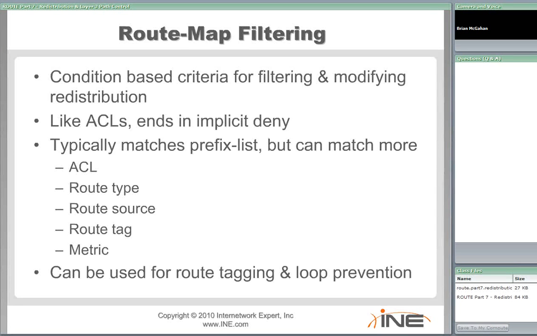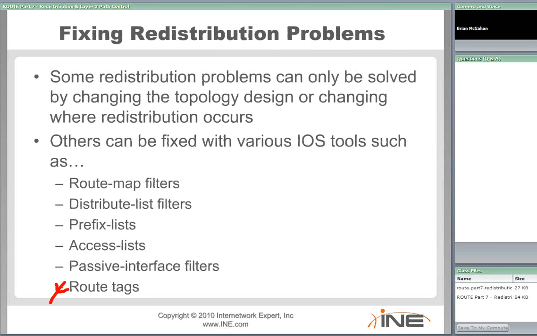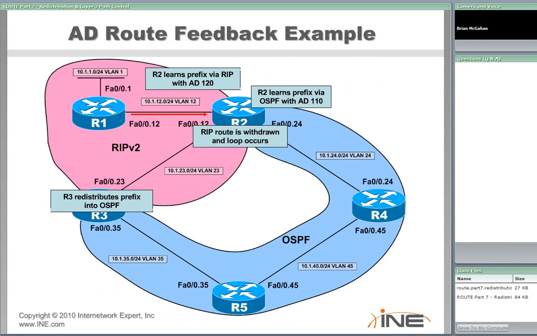Once we match these different criteria, the main point of the route map is that we are going to be filtering routes as they go between the different redistribution points. So in the previous design, where router 3 was feeding the route back into RIP, if we had a route map configured that said simply don't allow that route to go from OSPF into RIP redistribution, then the loop would never occur in the first place, because router 2 is not going to receive the multiple routes back in.